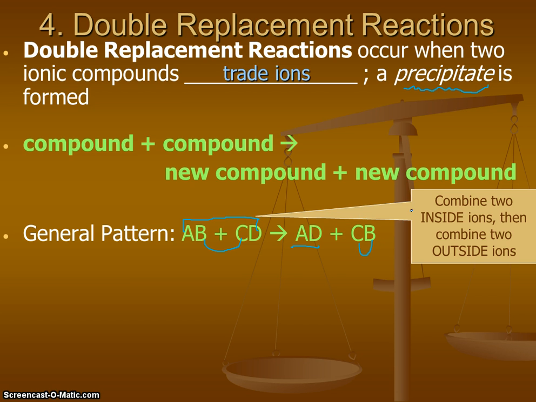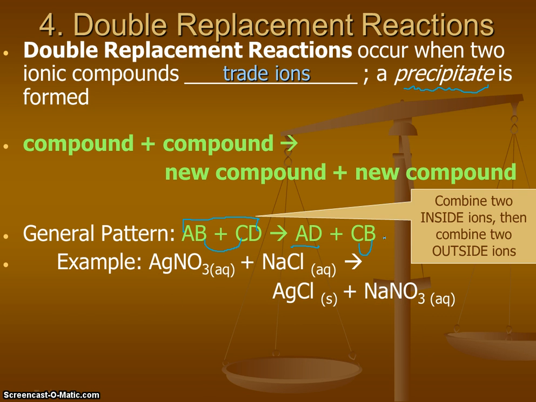Another way you could think of this, it's kind of reminiscent of FOIL in algebra. If you remember trying to combine 2 things like this, it'd be first, inside, outside, last. Well, this is the inside and the first part of FOIL. If you have no idea what I'm saying, don't worry about it. Just keep in mind we're going to combine the 2 outside ions, that's one product. The 2 inside ions become the second product.